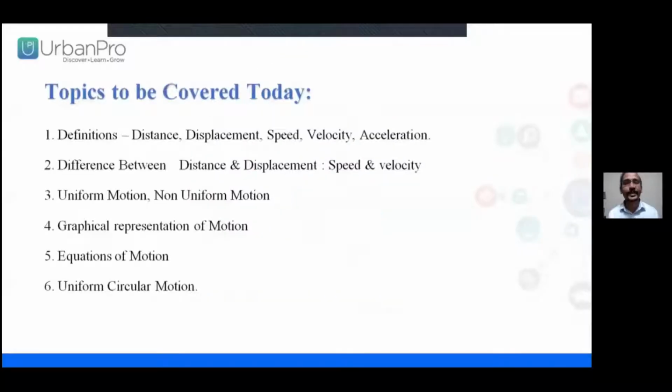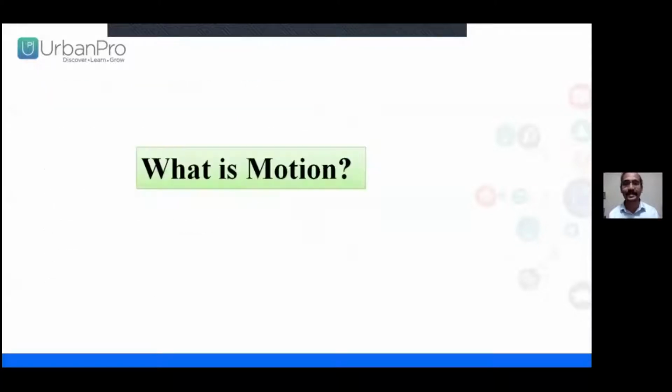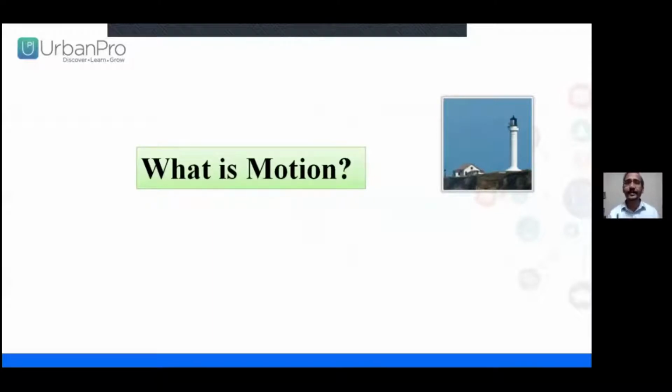Today, we are going to learn the chapter motion. In that, we will discuss the definition of distance and displacement and what is the difference between distance and displacement. Initially, what is motion? Generally, motion in the sense of movement. You may observe my screen over here.